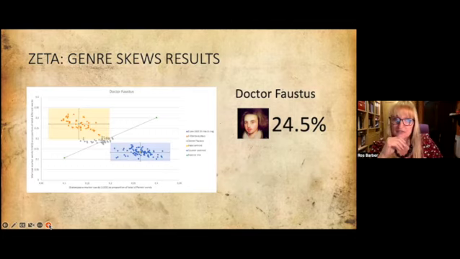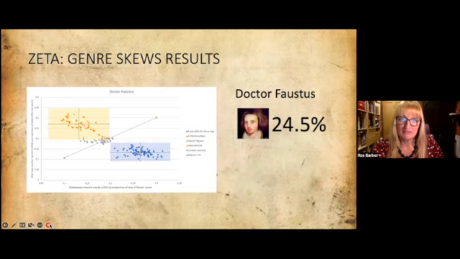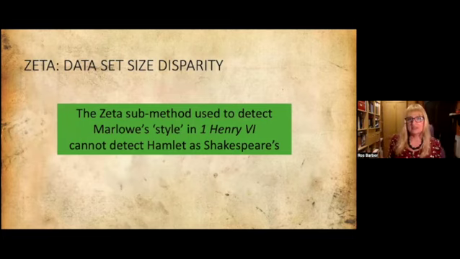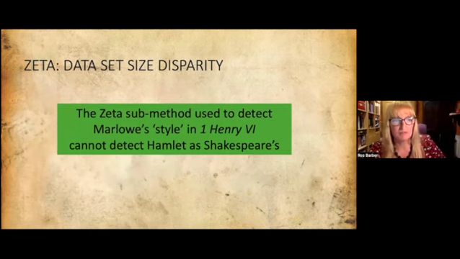Dr. Faustus, by their method, is only 24% Marlowe, and I don't think that's correct either. That's comparing it with pre-1600 Shakespeare histories and tragedies. And the ZETA sub-method that was used to detect Marlowe's style in Henry VI, Part 1, cannot detect Hamlet as Shakespeare's. I think if a method can't detect that Hamlet was written by Shakespeare, it's probably not a very good method.